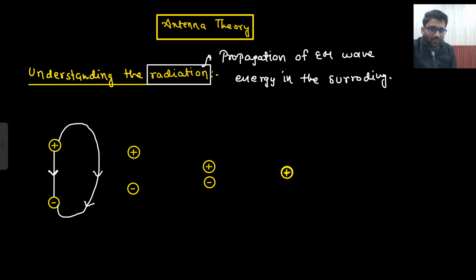Now again here there is a positive and a negative charge. So from here as well, electric field lines will go there, and this is how the electric field lines will be framed. So what is happening here?